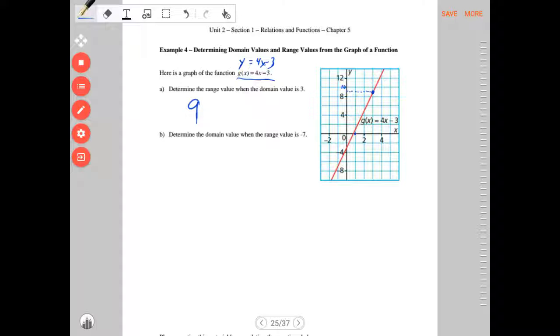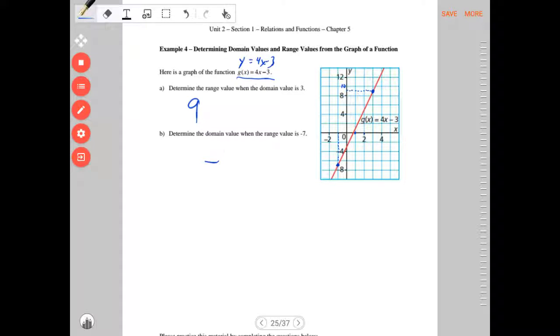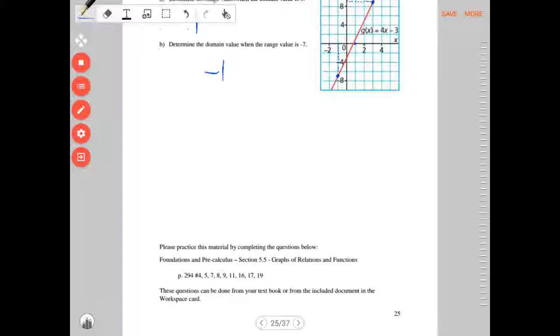Now determine the domain value when the range value is -7. So when y is -7, let's see, -2, -4, -6. So -7 is about here. If -7's there, we just track up to get the domain value, or the x value. And that is -1. Perfect. So that's it for domain and range.